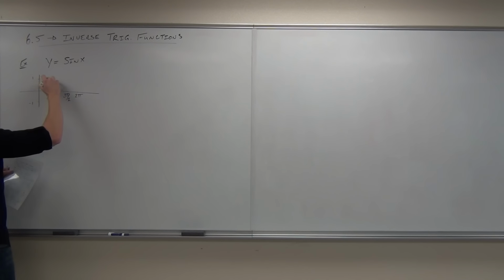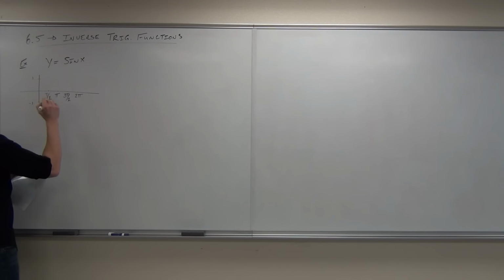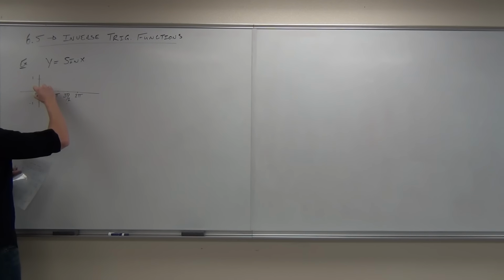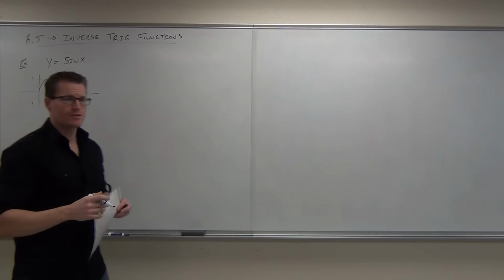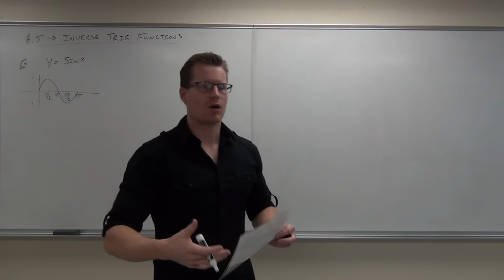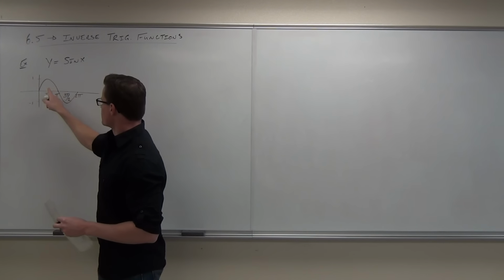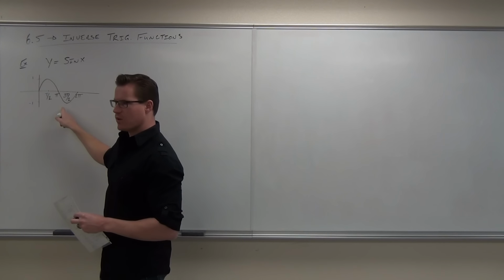And our function goes up, peaks, hits 0 at pi, goes down, bottoms out, hits 0 at 2 pi. So we get that looking graph. Obviously that, hopefully to you, is not 1 to 1. It does not pass the horizontal line test. In fact, no portion of this, unless we go from here to here, is actually 1 to 1. We don't want to consider that.